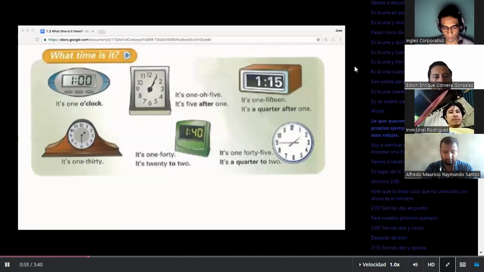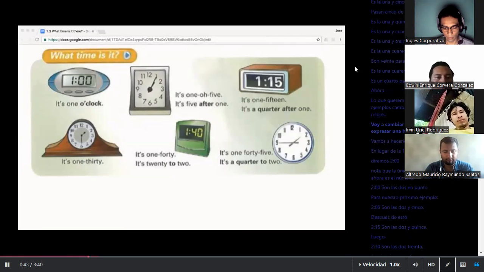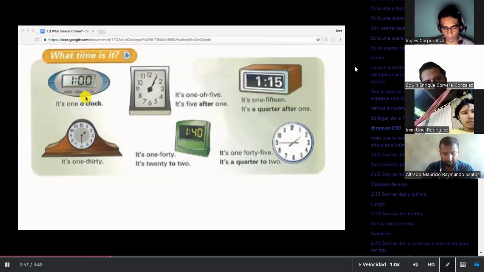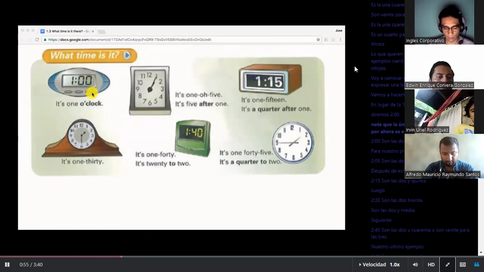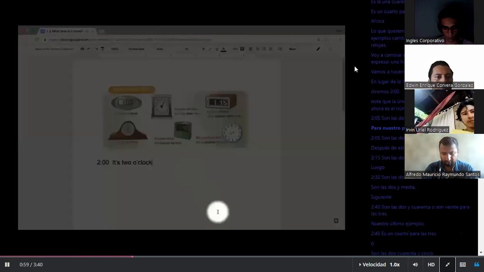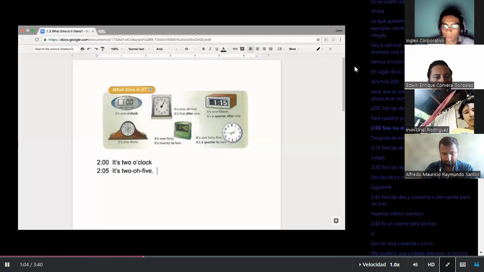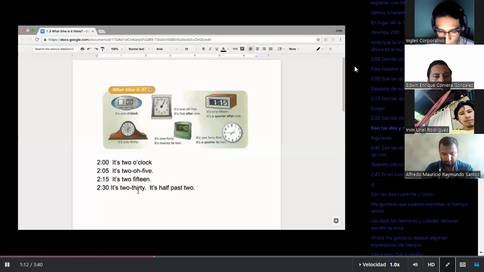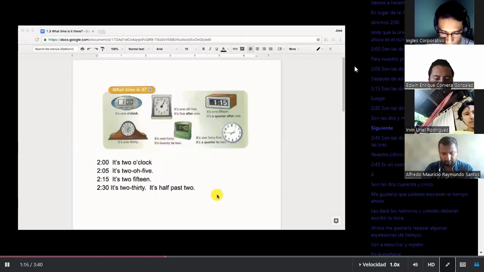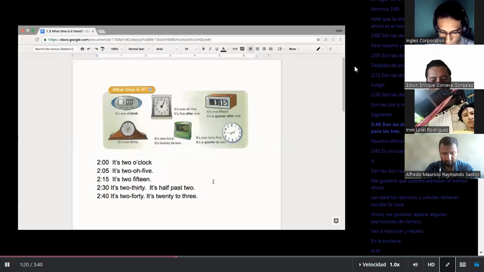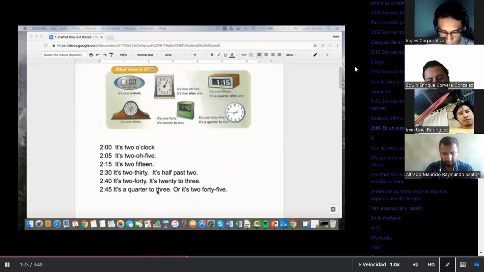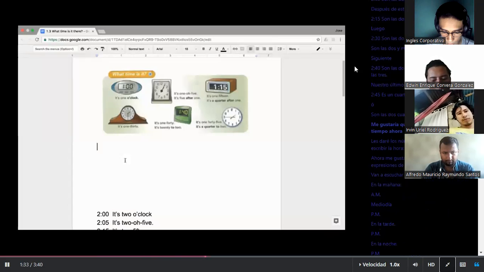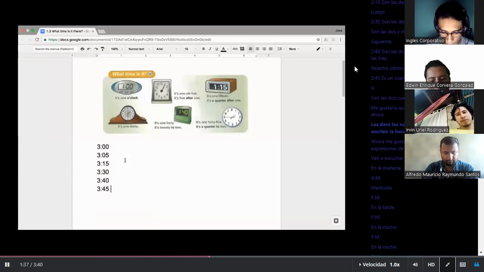Now, what we want to do is make our own examples by changing the time on those clocks. I'm going to change the time for each and express a different time. Let's do it. Instead of 1 o'clock, we will say 2. Notice that the only thing that we will change is the number for now. It's 2 o'clock. For our next example, it's 2:05. After that, it's 2:15. Then it's 2:30. Next, it's 2:40. Our last example, it's 2:45. I would like for you to express the time now. I will give you the numbers and you should write the time.